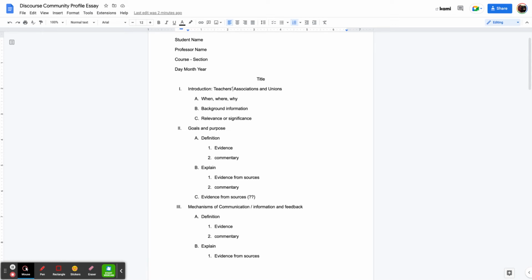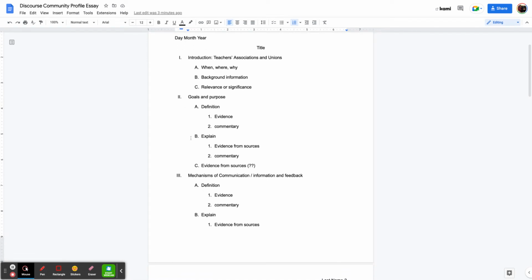So with that in mind, my introduction then is going to be that basic background information, that when, where, why, and they might want to connect that relevance or significance. Moving into Roman numeral 2, for the purpose of this essay, they're going to want to walk through the elements of a discourse community.